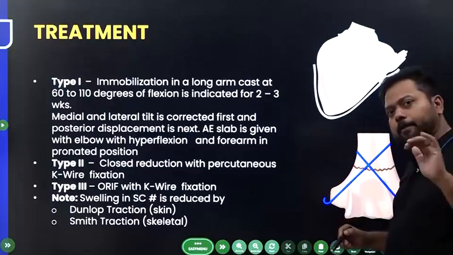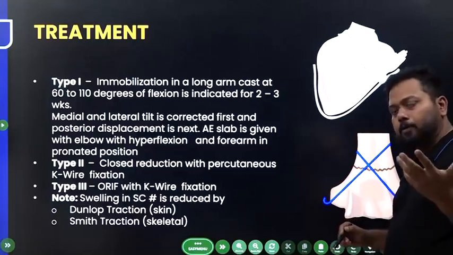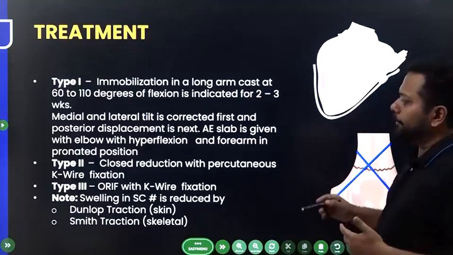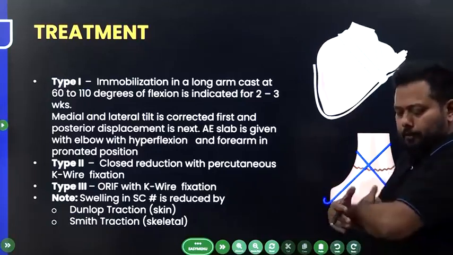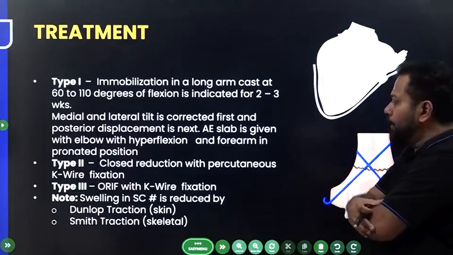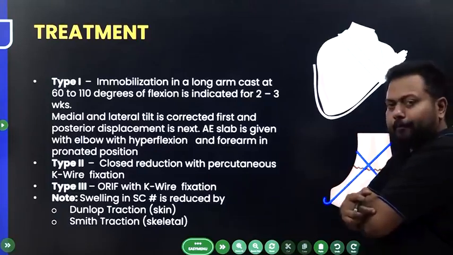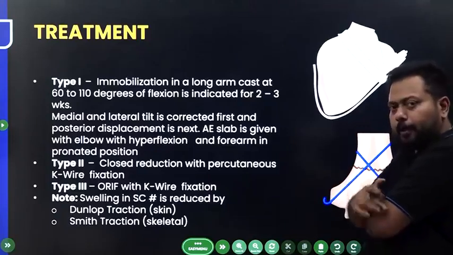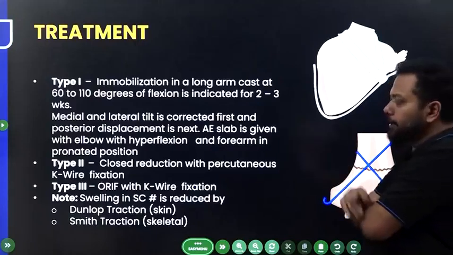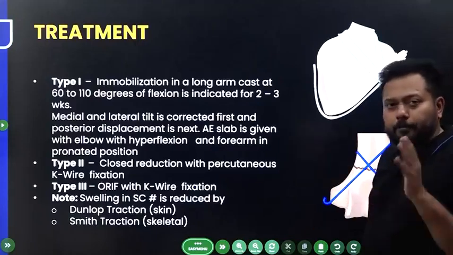Type 2, partial displacement. That means the posterior cortex is intact, anterior cortex is broken. Type 2, closed reduction. Just with anesthesia, reduce and put a percutaneous K-wire, through the skin, under C-arm guidance. That's the treatment of choice for type 2, because it's partially displaced.